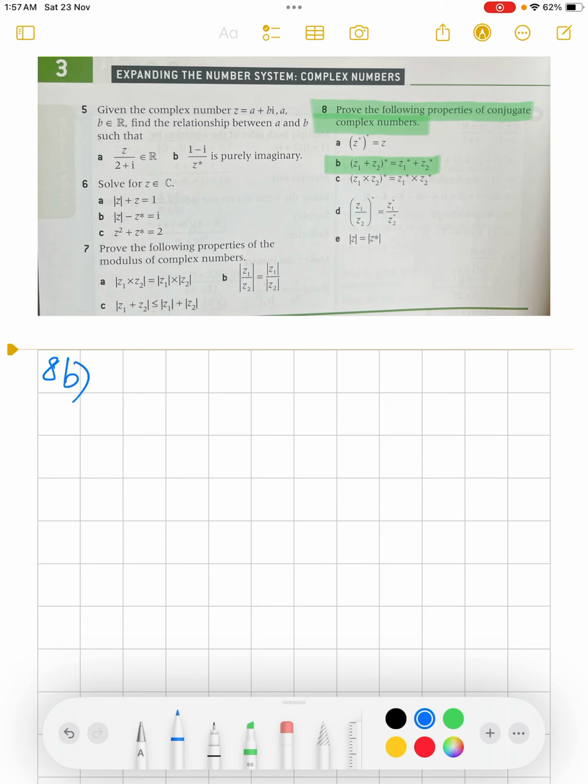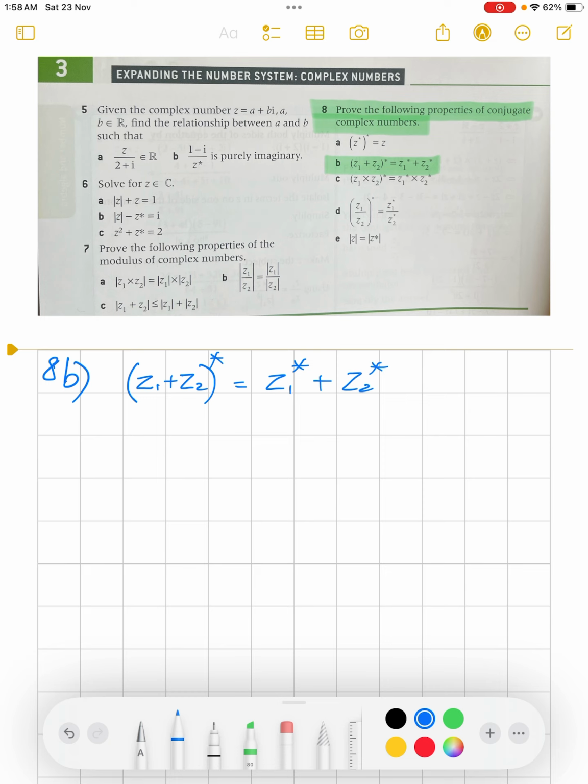It says prove the following properties of conjugate complex numbers, and we've got Z1 plus Z2, the conjugate of that. We want to show that that equals the conjugate of Z1 plus the conjugate of Z2.